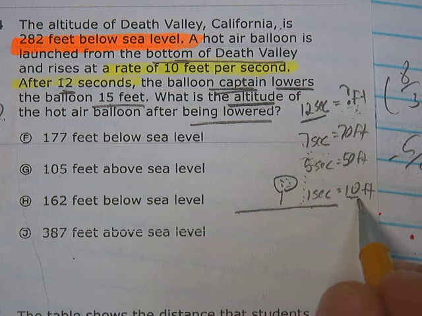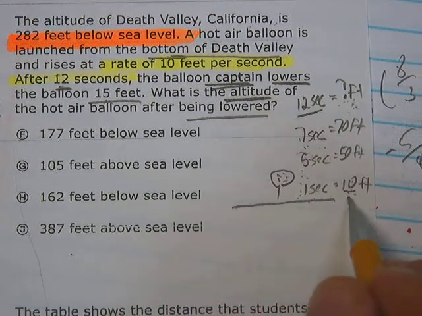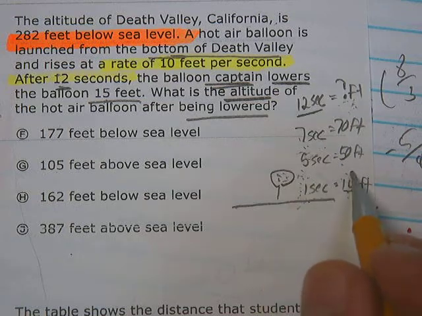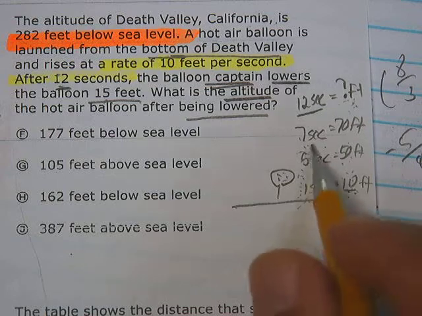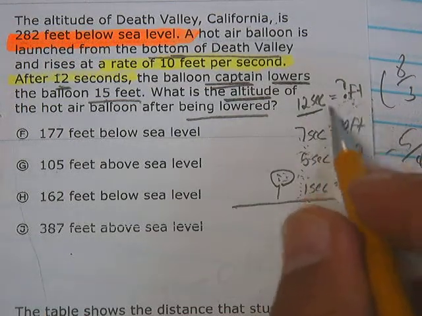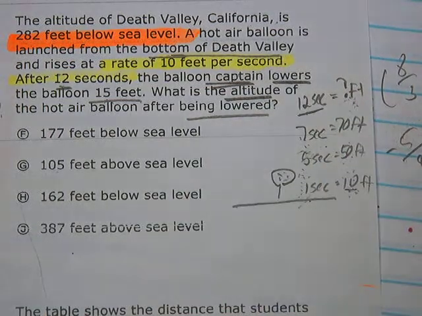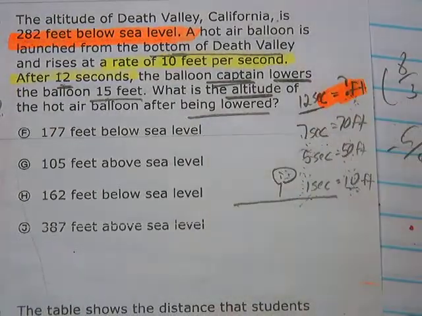Okay, lower it 15 feet. That would be first. You have to find out where you're at 12 seconds. If you're at 1 second, 10 feet. So every second you're going up 10. So 2 seconds, 20. 3 seconds, 30. 4 seconds, 40. 5 seconds, 50. 6 seconds, 60, and so on until you get to 12 seconds.